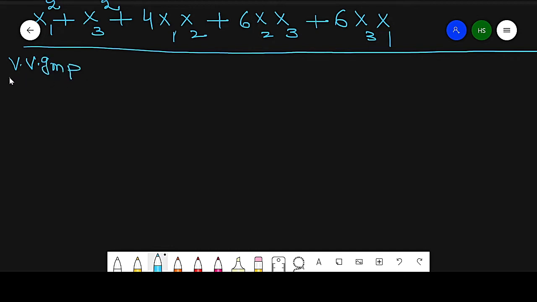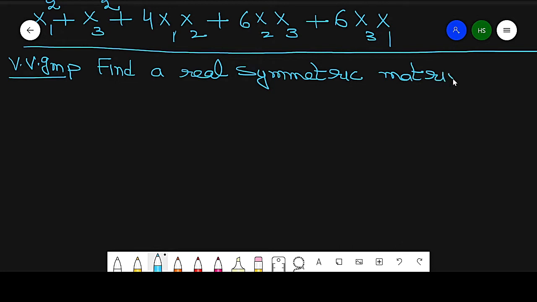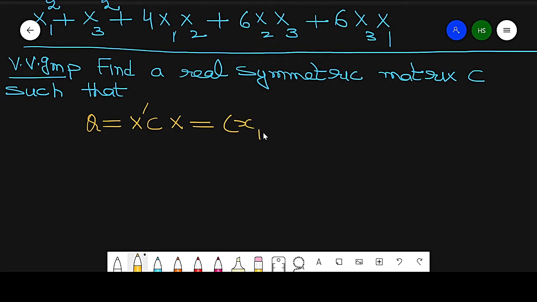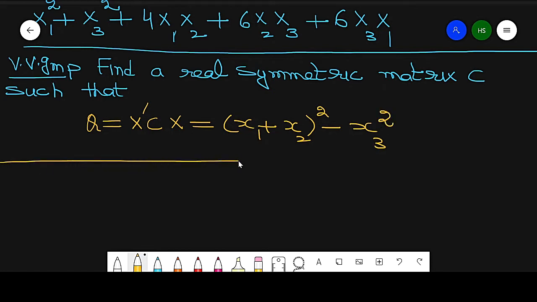So what is the statement? Statement is, find a real symmetric matrix C such that Q is equal to X transpose CX, which is equal to (x1 plus x2) raised to power 2 minus x3 square. So this is the statement of the question.